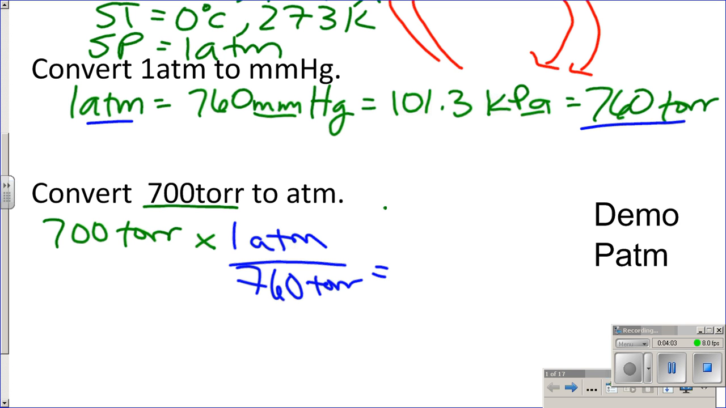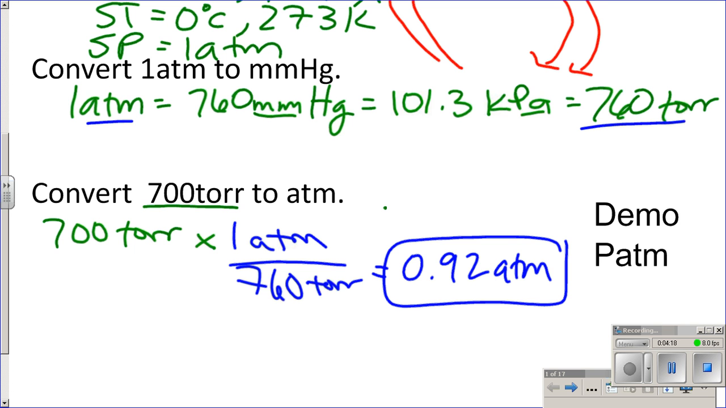700 divided by 760. I want an exact one, that's what I'm going for here. Okay, so 0.92 atmospheres. Cool. So that's just an easy conversion. We'll be working with those for the next couple of days. I just want to tell you up front, this is something that we will be referring to a lot.